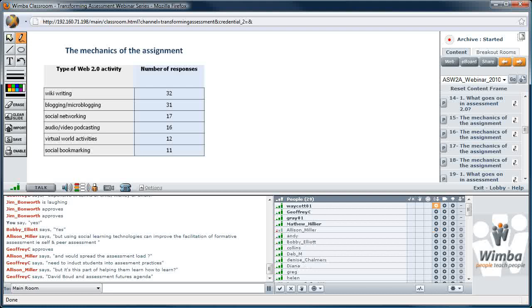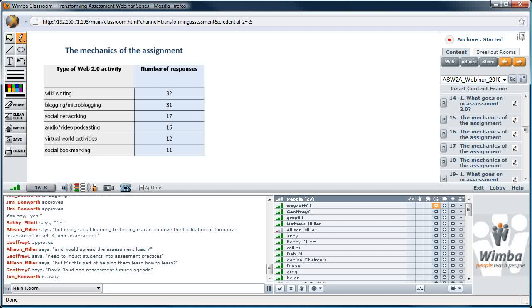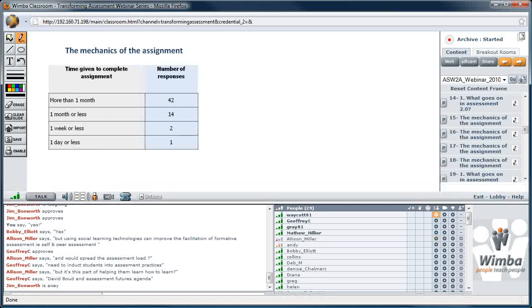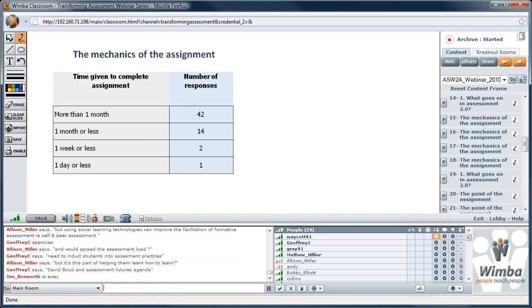For most respondents, students were given more than a month to complete the assignment, and in our interviews with participants, we followed up the survey with interviews with 22 participants, and a number of them talked about assignments that involved ongoing and regular contributions over the course of the semester. So that could be what these people are referring to here. Estimated time to complete the assignment. Anyone have any questions about that?